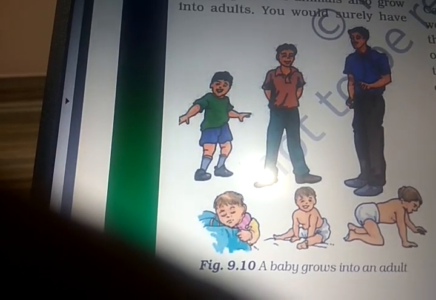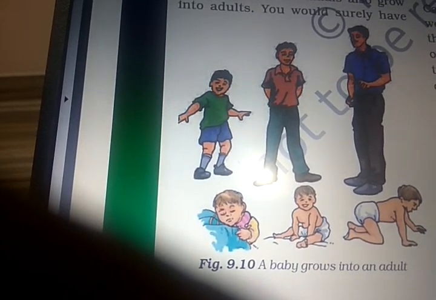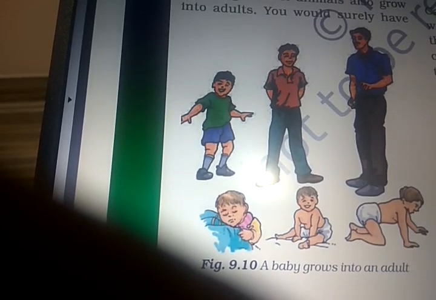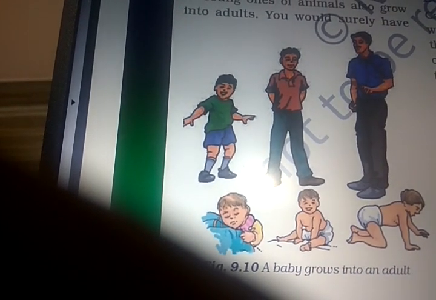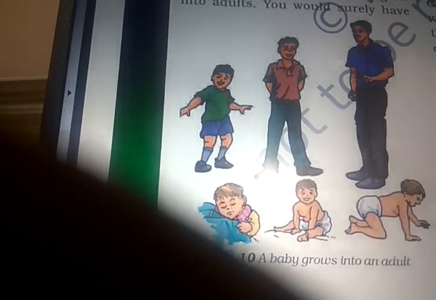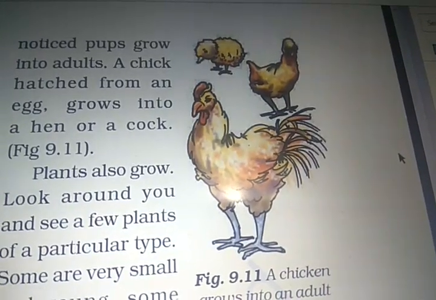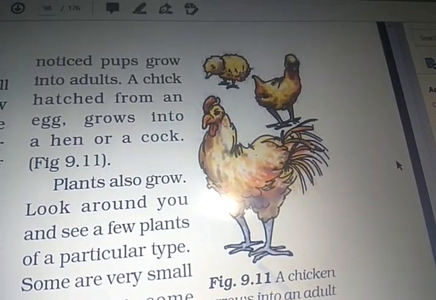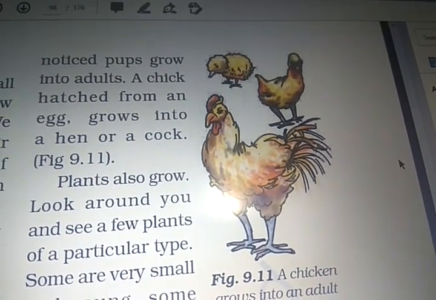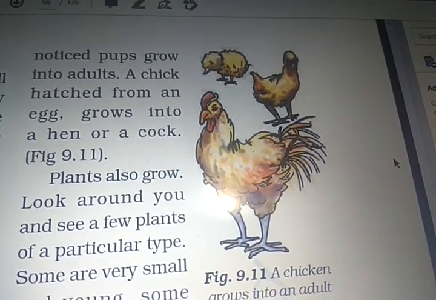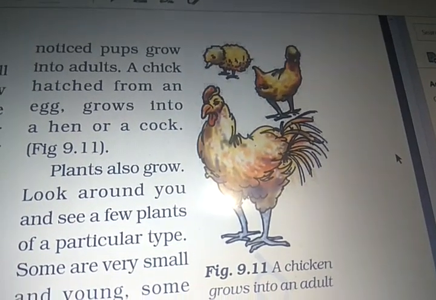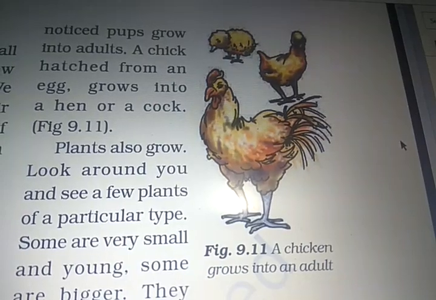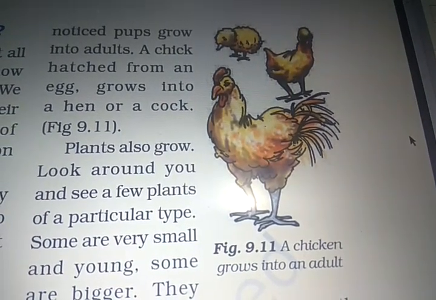For this process we require energy from food, so living organisms can grow from infant to adult. It is the same for animals and birds. You see here the chicken: a chicken grows into an adult hen, correct?